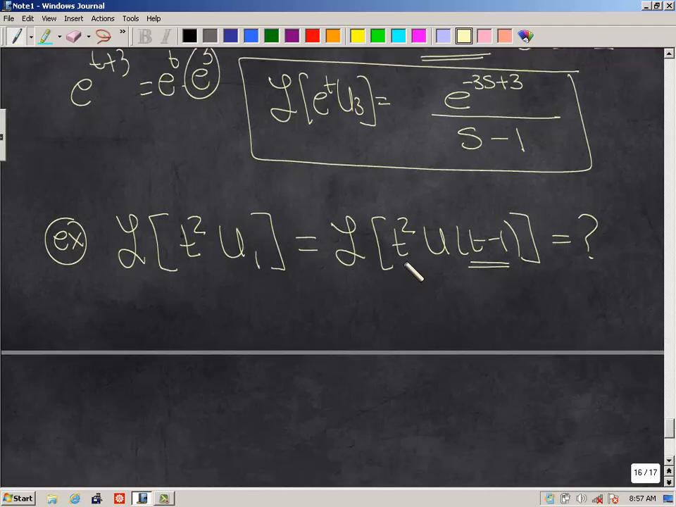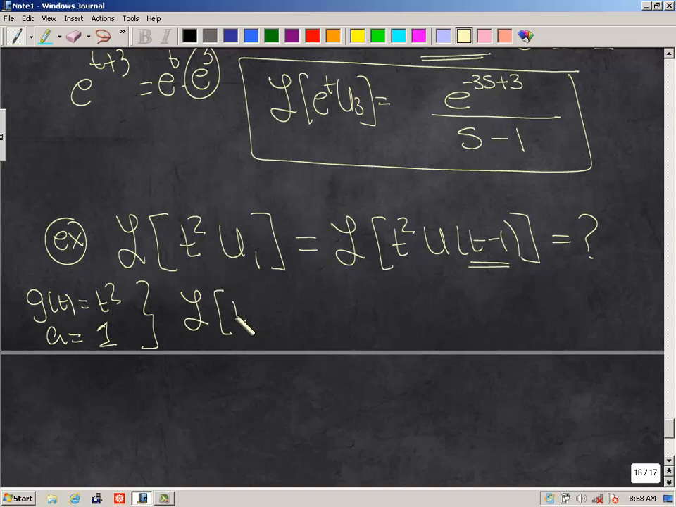How about this one? If this was t minus 1 squared, yes, then I could have used property 2. But that's not going to happen. Most of the time it's just going to be some generic function in front which is not translated. So that's why we needed property 3 to help us. In this case, g of t is t squared and a is 1. So the Laplace of t squared u of 1 using property 3 is going to be e to the minus sa, a is 1, so you get e to the minus s, times the Laplace of the function g shifted.